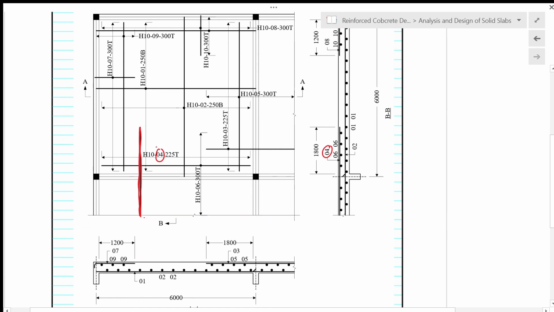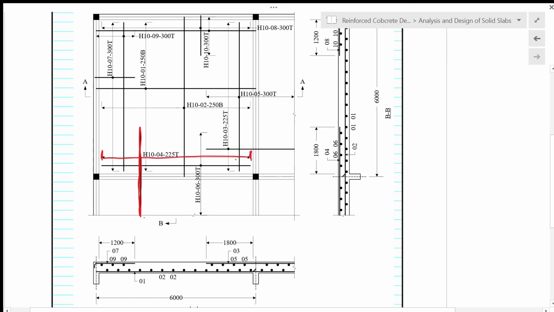So bar number 4 here is the bar provided to resist the negative moment in the LY direction. So this is H10 at spacing of 225 mm, and it has to be the top bars, okay, and this is bar number 04 in the cross section here. So this bar has to be arranged in this direction, so meaning that it is provided within this region here, from here to there.